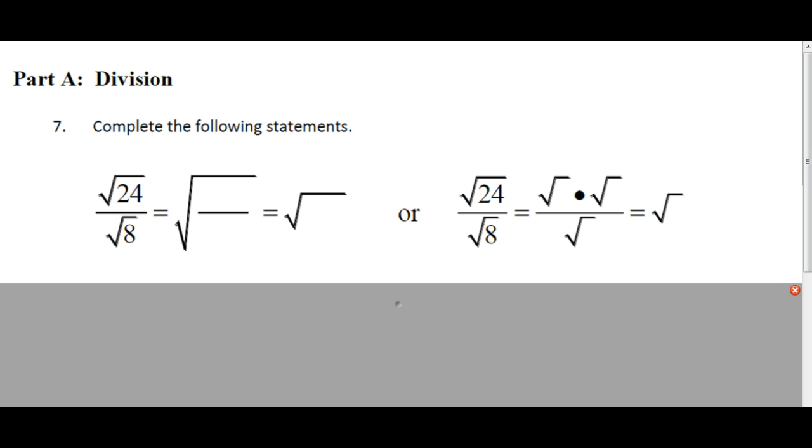The root of 24 over the root of 8 is the root of 24 over 8. What's 24 divided by 8? 3. Or the root of 24. So this could be 4 root 6. I don't even know where we're going here. 2 root 2.